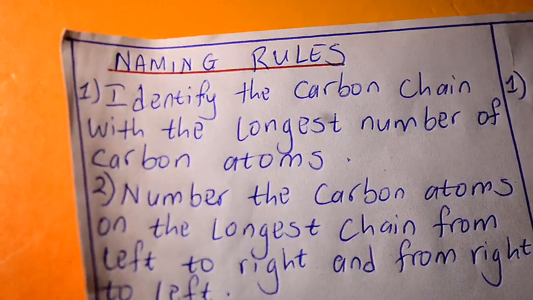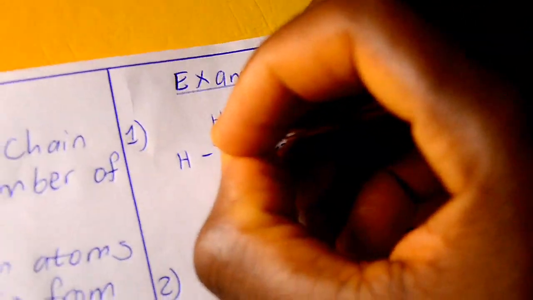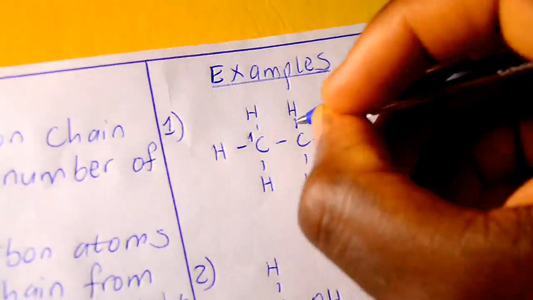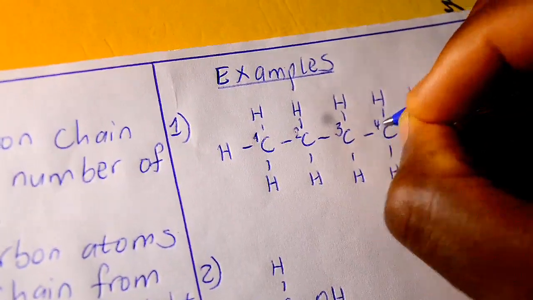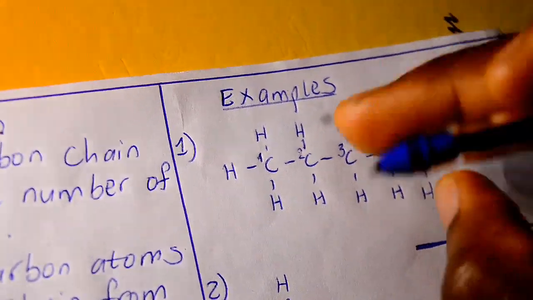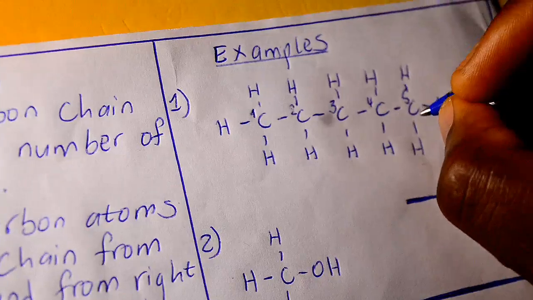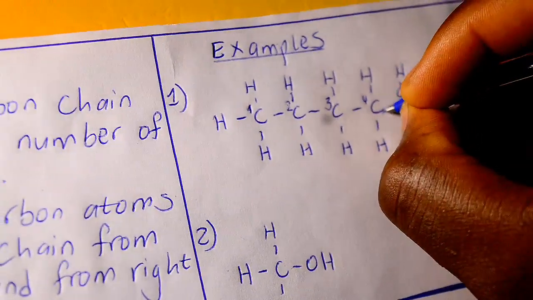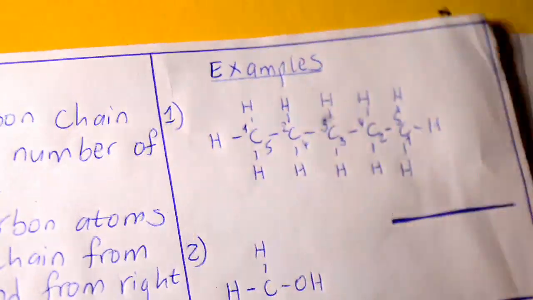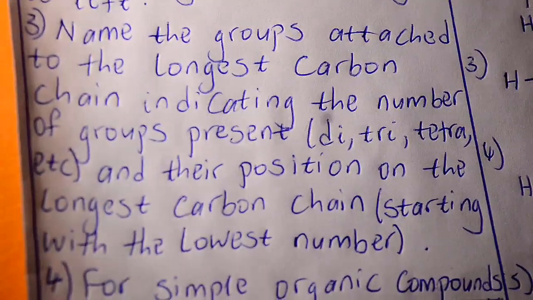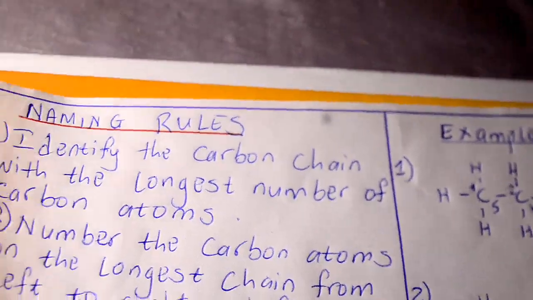We start from the top here. You number them 1, 2, 3, 4, 5. This is from left to right. Now from right to left, you have 1, 2, 3, 4 and 5. So we are done with rule number 2.